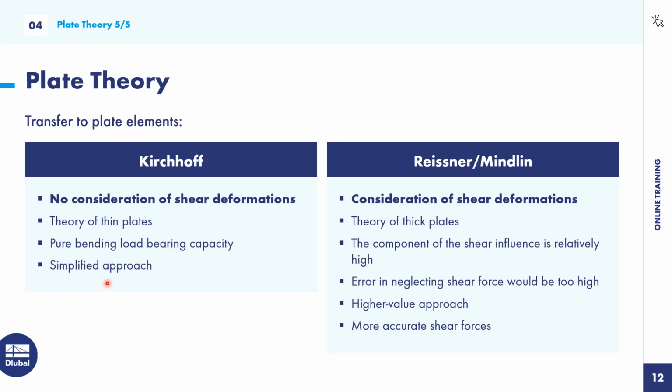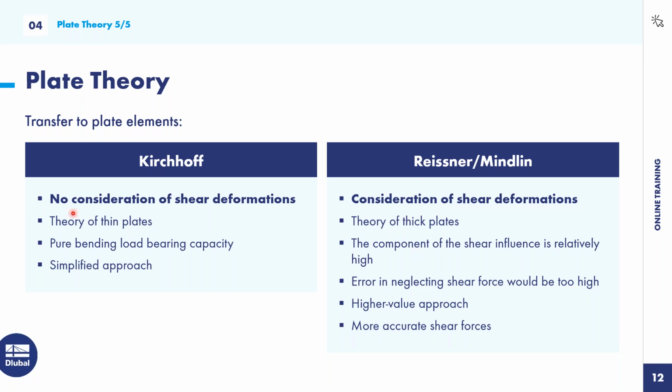Otherwise, with Reissner-Mindlin, the results are good for thin plates but also for thick plates. The component of the shear influence is relatively high, so you have to consider these kinds of shear deformations. When we neglect these shear forces, the errors and bad results would be very high. That's also the reason why we have a higher-order approach and get more accurate shear forces. So as a summary, Kirchhoff you can use just for thin plates, which are normal concrete plates, and Reissner-Mindlin you can use for thin plates and thick plates. My recommendation is to always use Reissner-Mindlin, because then you don't make any mistake.